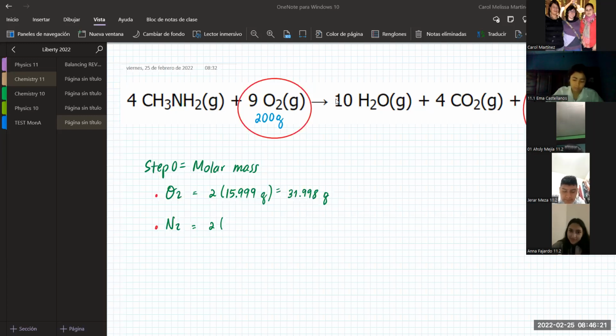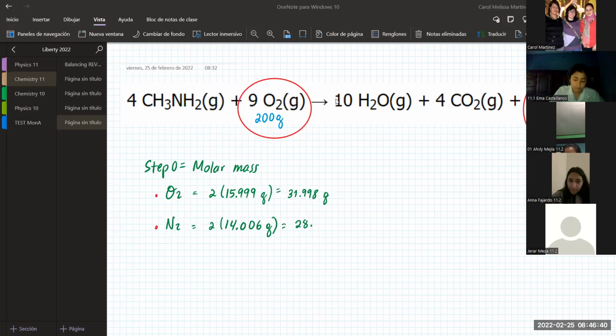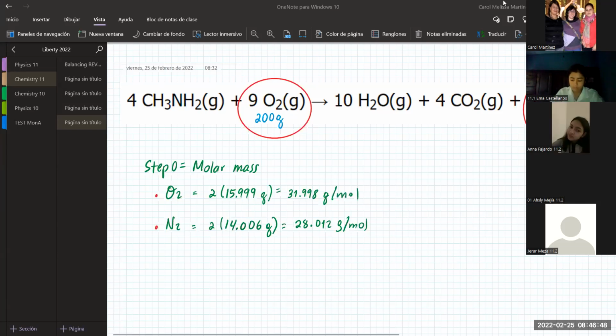Look, I'm used to working only with rounded numbers. I will assume that it's 006. Let me know if I'm mistaken. It's like that. Okay. So the final molar mass is 28.012 grams per mole each. Remember that the molar masses, you can write them as fractions.